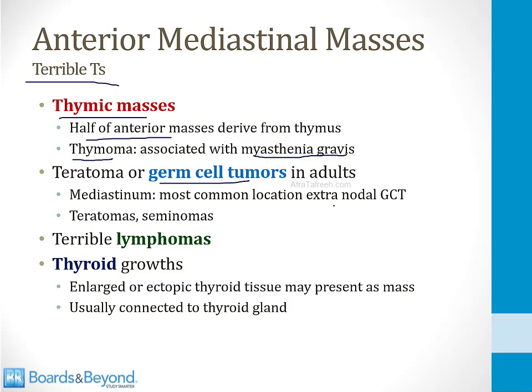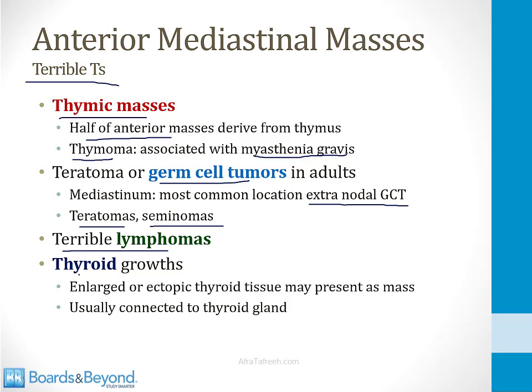Teratomas or germ cell tumors in adults develop in the anterior mediastinum. This is the most common location for an extranodal germ cell tumor. So many germ cell tumors arise in the testes or the ovaries, but some of them arise outside of those areas. Those are called extranodal germ cell tumors, and the most common location is the anterior mediastinum. So you can see teratomas here and also seminomas, which are a germ cell cancer.